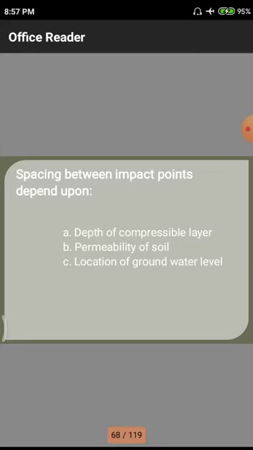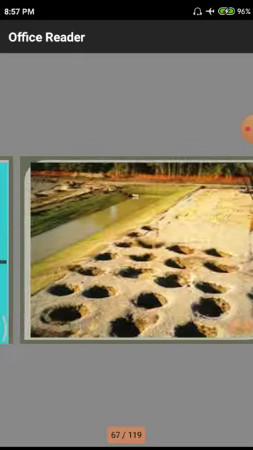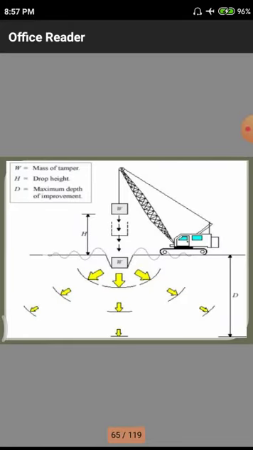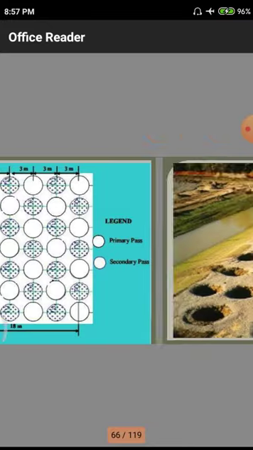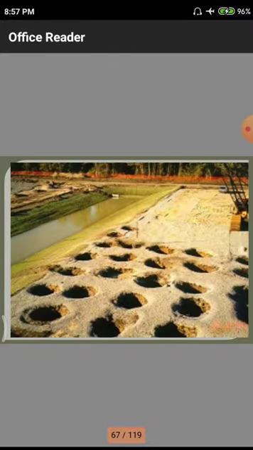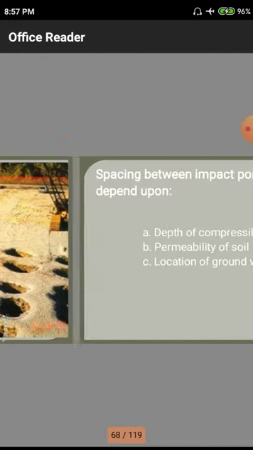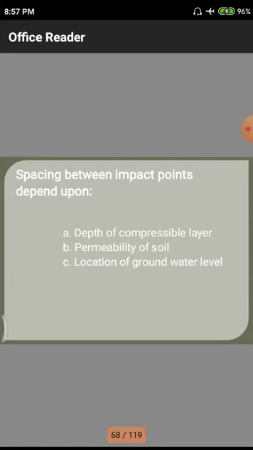What the spacing between the impact points depends upon, first of all, is the depth of the compressible layer. If the depth is very low, that means we need to work with a huge amount of gaps. If the depth is very high, we have to use regular intervals with a shorter span of blowing times. Next one is the permeability of the soil. If the permeability is high, we need a high number of blows. If the permeability is low, we need a small number of blows.